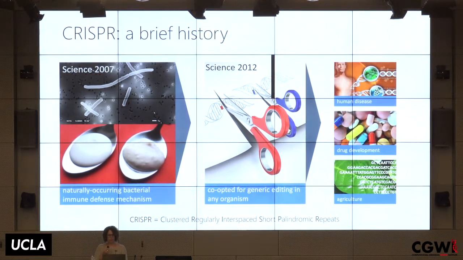But what's really incredible is you can see the short timeline from 2007 to 2012, when this thing that was identified as a naturally occurring immune system became co-opted to do general purpose gene editing in many organisms. That's pretty incredible speed of technology.